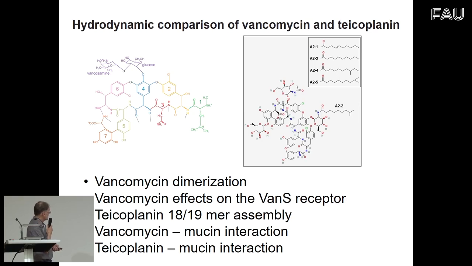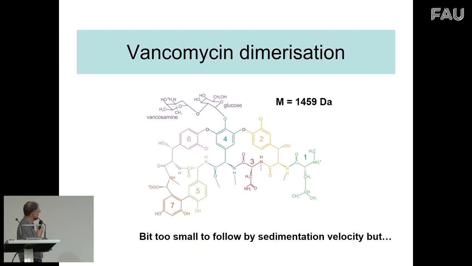So this is the plan here. Vancomycin dimerization, vancomycin effects on the VAN-S receptor. We said a bit of this in a previous meeting, I think that Mary gave the talk. But also on teicoplanin assembly and also interactions with mucins, which is of relevance to oral forms of these antibiotics, which are normally given intravenously or subcutaneously.